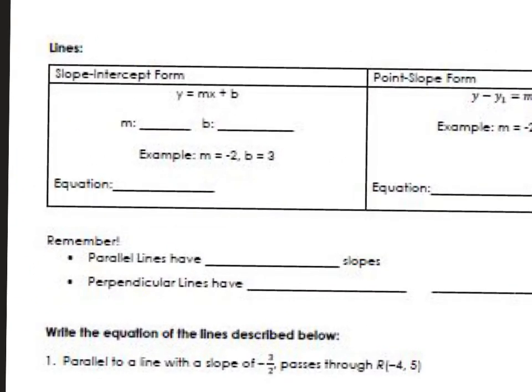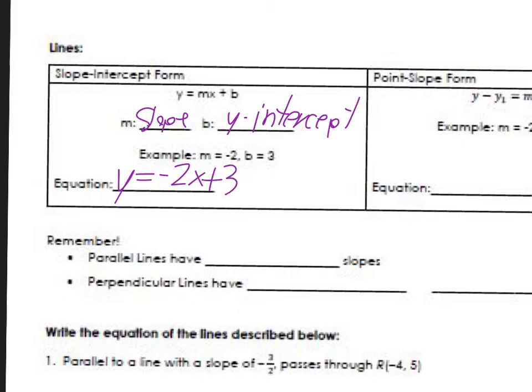We also talk about lines. Y equals mx plus b, the slope-intercept form, where m is our slope and b is our y-intercept. Such that if we wanted to have an equation with the slope of -2 and an intercept of 3, our equation would be y is equal to -2x plus 3.